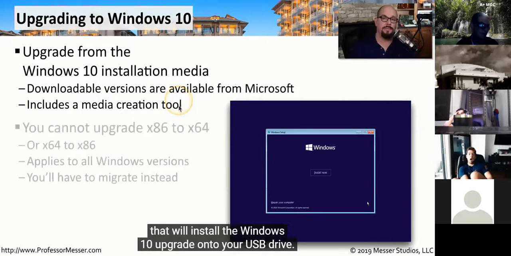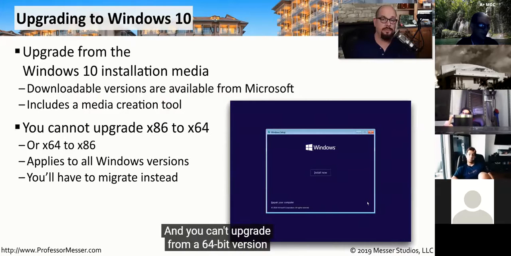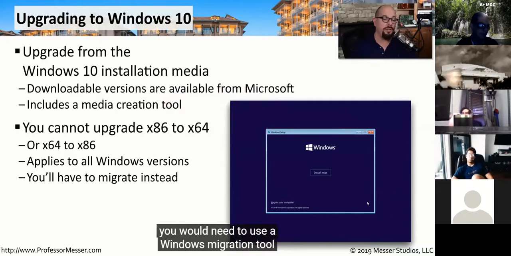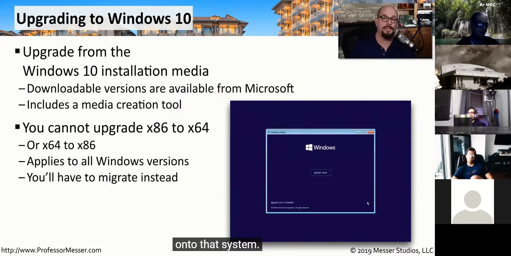One important consideration about an upgrade is you cannot upgrade from a 32-bit version to a 64-bit version of Windows, and you can't upgrade from a 64-bit version to a 32-bit version of Windows. To be able to perform that type of upgrade, you would need to use a Windows migration tool and be able to copy off all of your information, perform the upgrade, and then copy everything back onto that system.